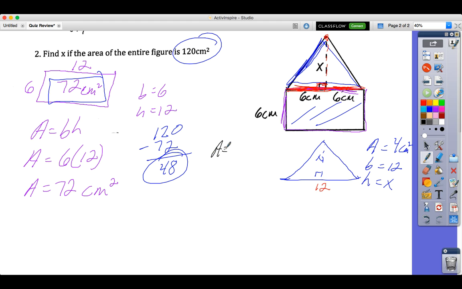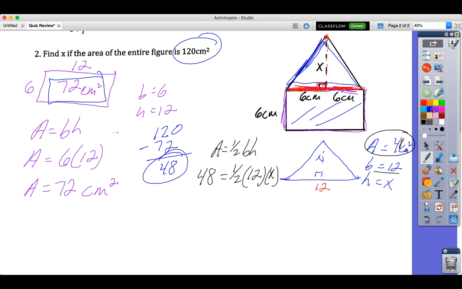Area of a triangle is 1/2 base times height. Well, my area, I just said, has to be equal to 48. So 48 is equal to 1/2. Our base, we said, is 12 times x, which is our height.